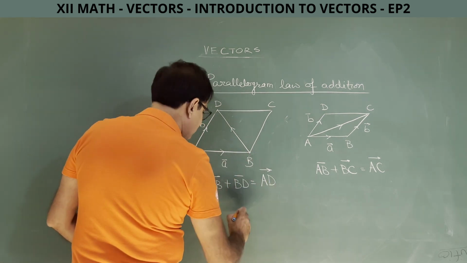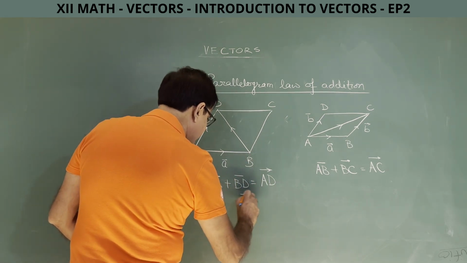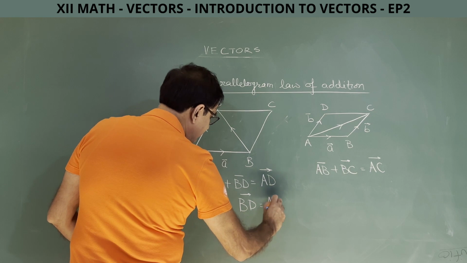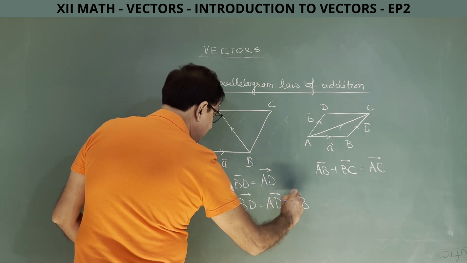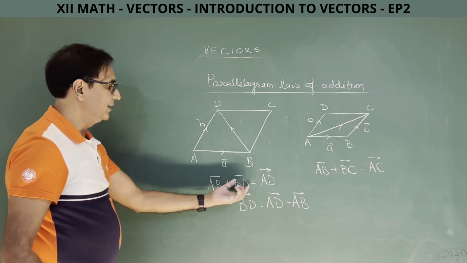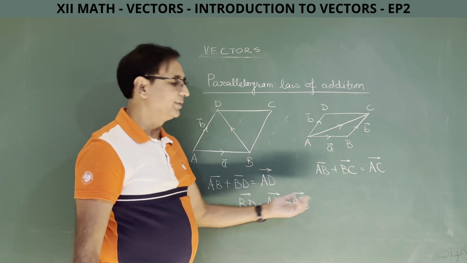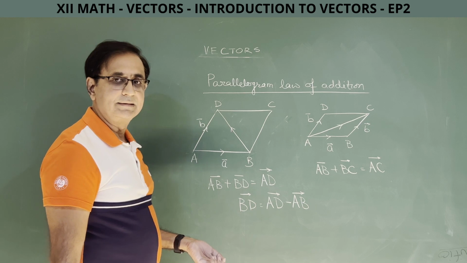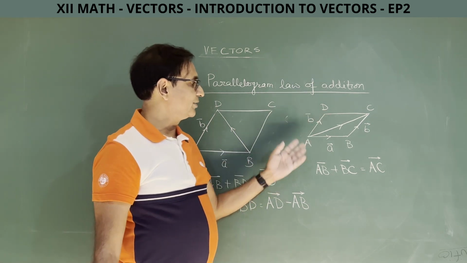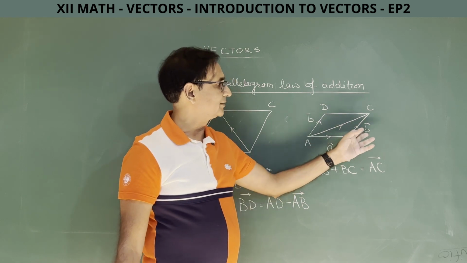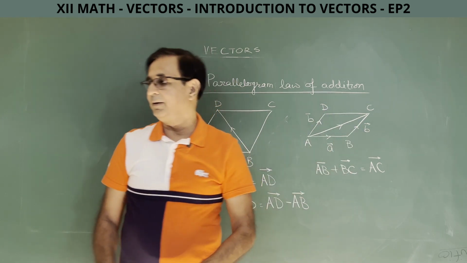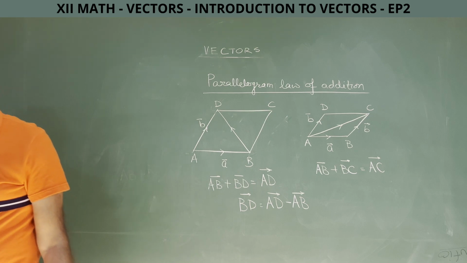Now you take AB on the other side. So what will be vector BD? AD minus AB. So vector BD will be AD minus AB. That also becomes subtraction of two vectors. So when you do parallelogram law of addition, both the diagonals have a meaning. The diagonal passing through the common initial point will represent the sum of the vectors, and the other diagonal will represent the difference of the two vectors.